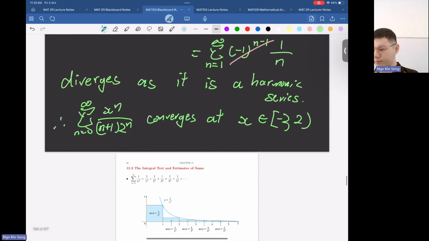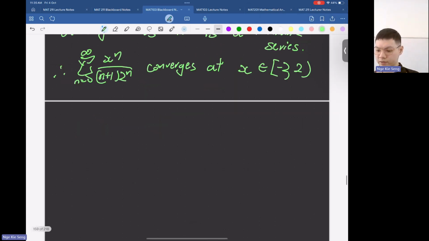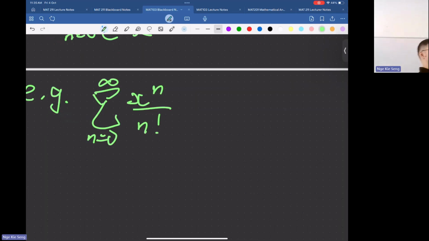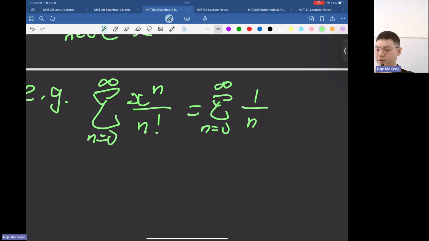So let's look at a different example. How about the sum of x to the n over n factorial? What can you see here? What is the coefficient for your power series here? 1 over n factorial. So what are you imagining here? The power of x remains the same, but the coefficient makes a difference. So how does n factorial grow? Pretty fast.